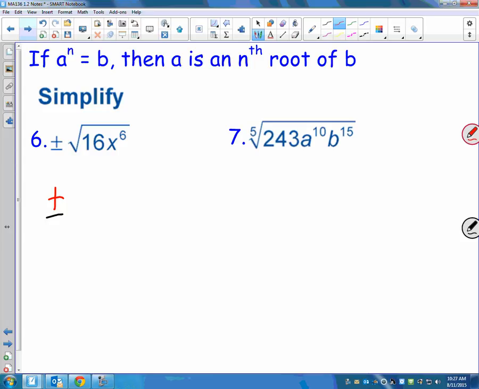But these are just square roots, right? Square root is when there's no number there. We just know there's a 2 there. And what is the square root of 16? 4. How do we take the square root of variables? Remember? Or what is the square root of x to the 6th? Do you know the answer to that? How'd you get that?